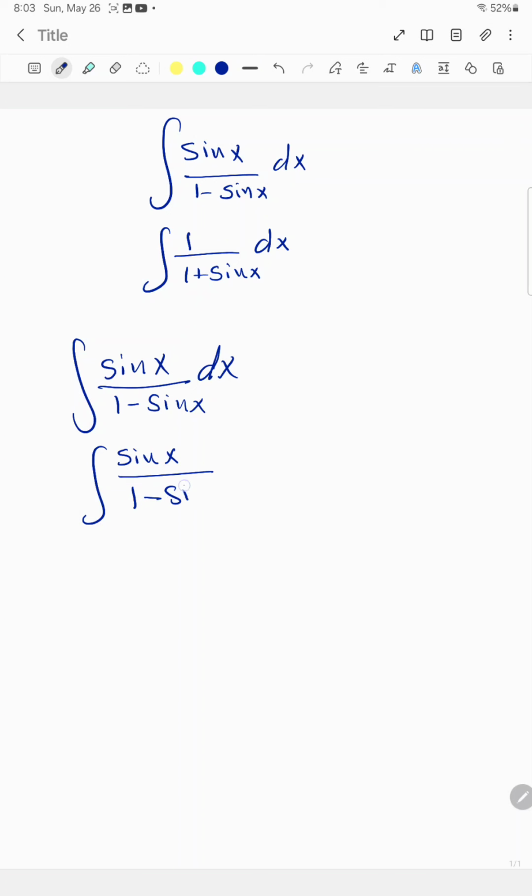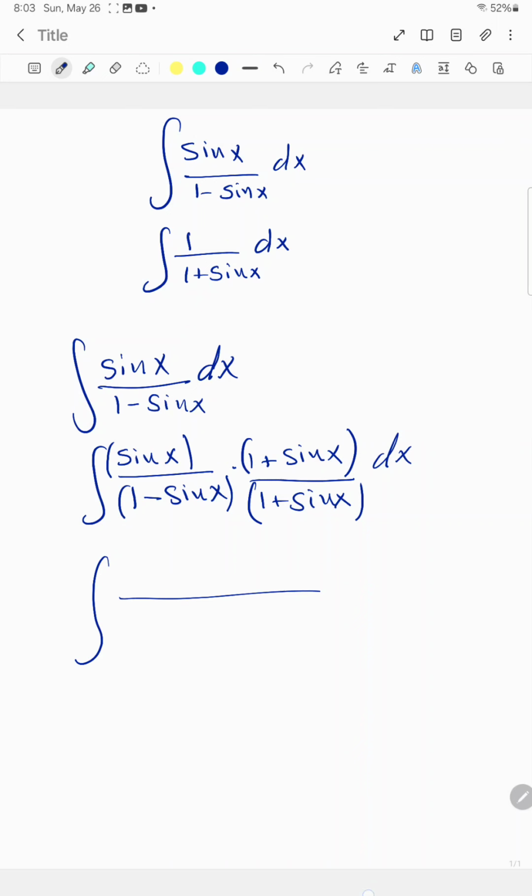Let's see. If I multiply by 1 here, I did not do anything, but I will write my 1 in an intelligent way, which is 1 plus sine x divided by 1 plus sine x, because a number divided by itself is equal to 1. So my denominator is a minus b times a plus b, which is a square minus b square. It is 1 minus sine square of x.